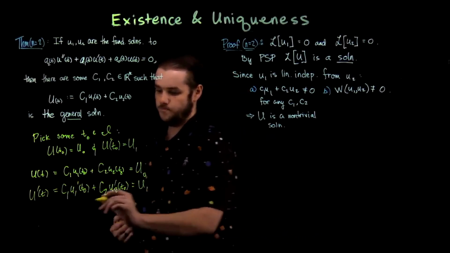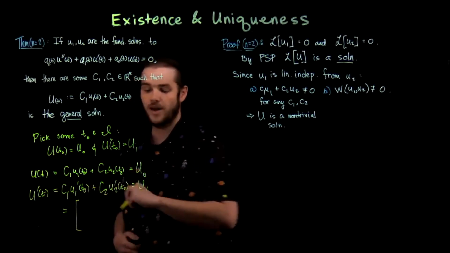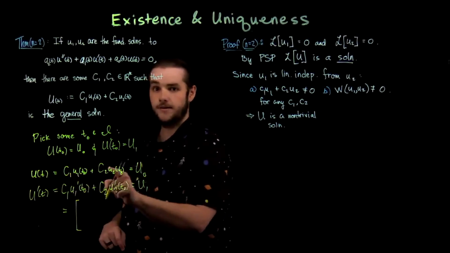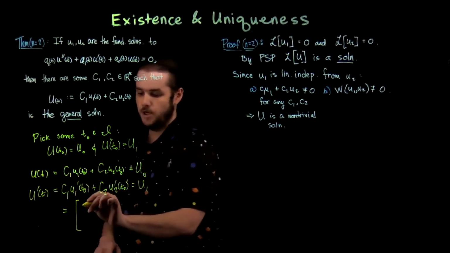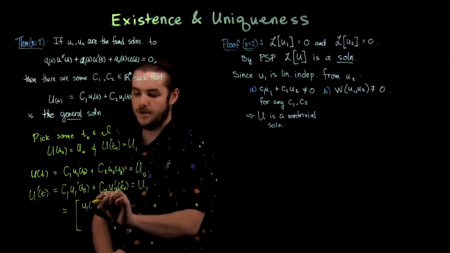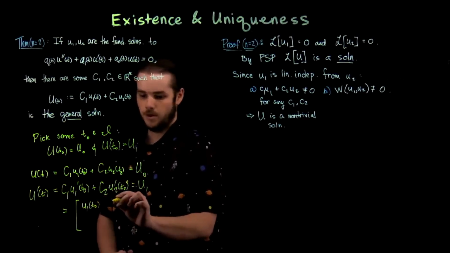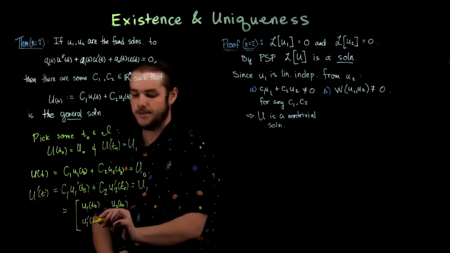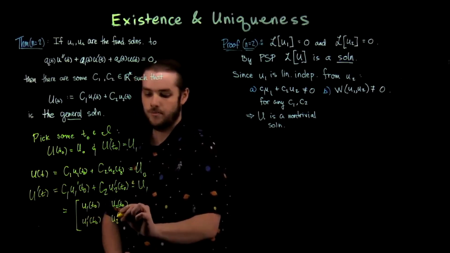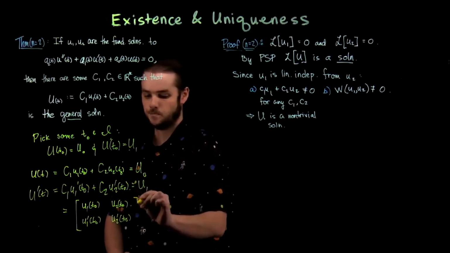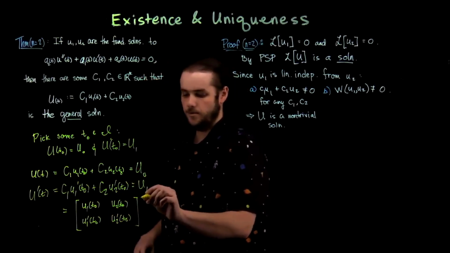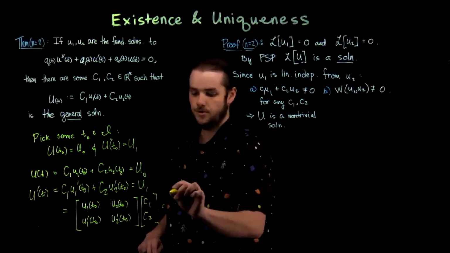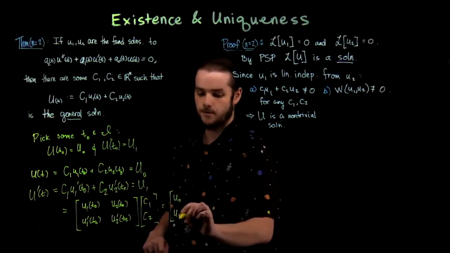And it has the form, if I write it in an augmented matrix here, the things I'm trying to solve for are C1 and C2. So my coefficients are U1 at t naught, remember, that's just a number, U2 at t naught, U1 prime at t naught, U2 prime at t naught. And this times C1, C2 is equal to u naught, u1.